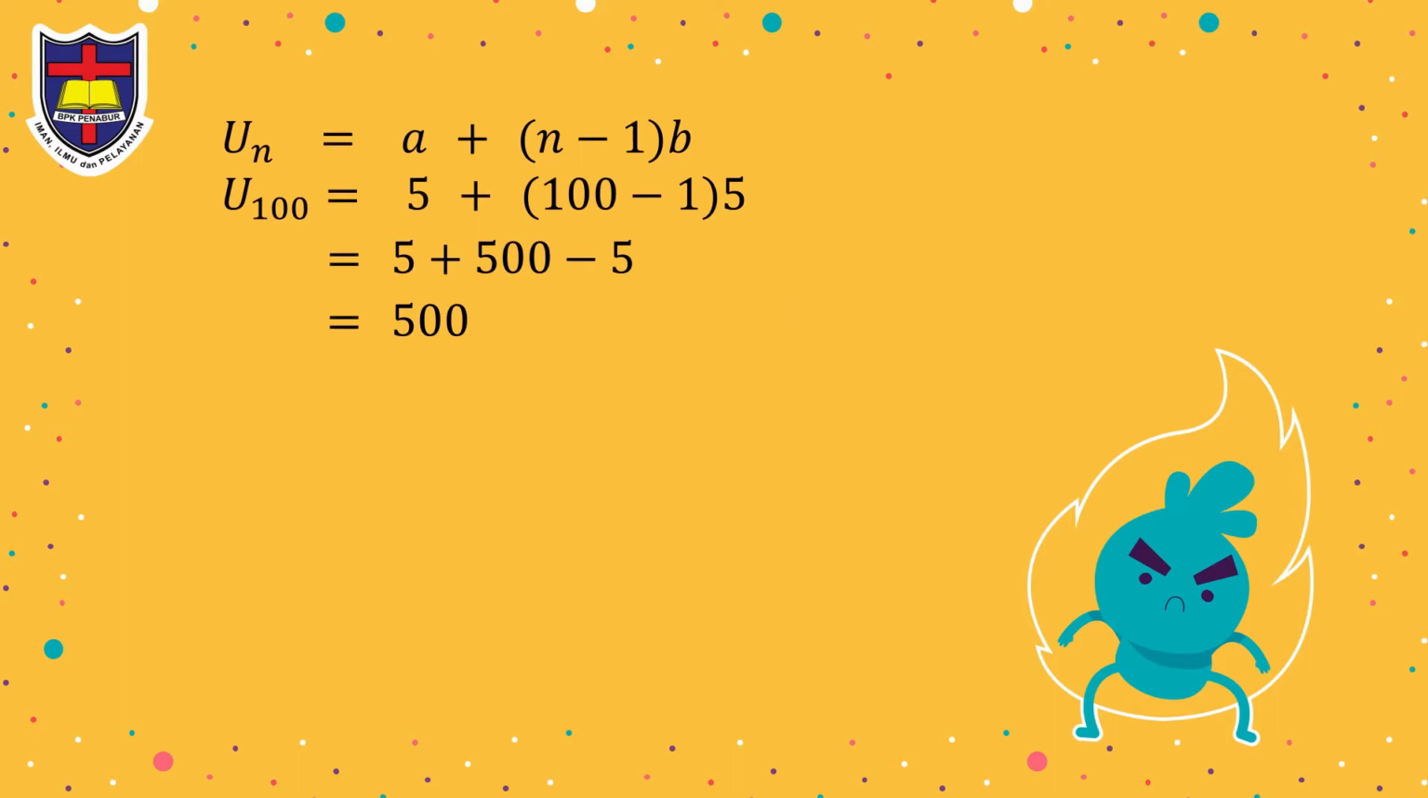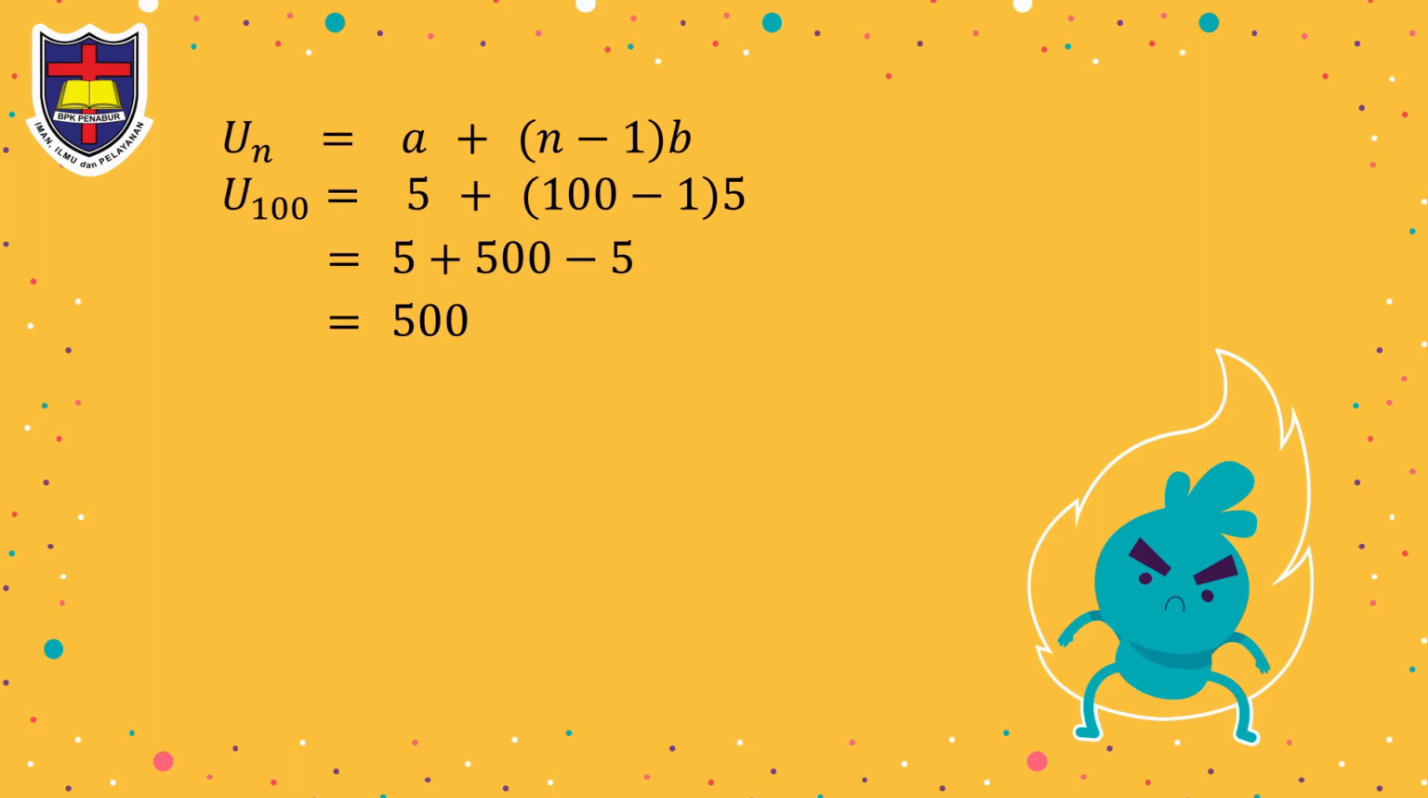So how can we solve it? In arithmetic series, we must know the first term, and then un, the n-th term, and then the value of n. So we have un equals a plus n minus 1 times d, difference, or b beda in Indonesian. So 100 terms. So you must find the 100th term. We can use this formula: U100, or the 100th term, equals 5 plus 100 minus 1 times 5.